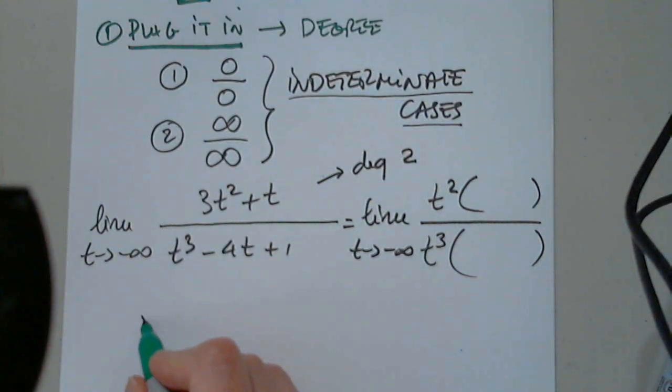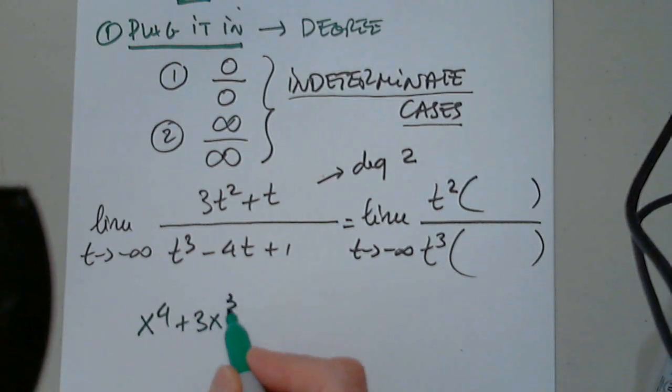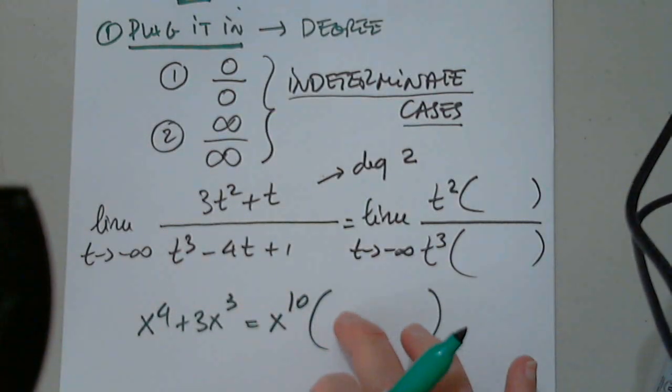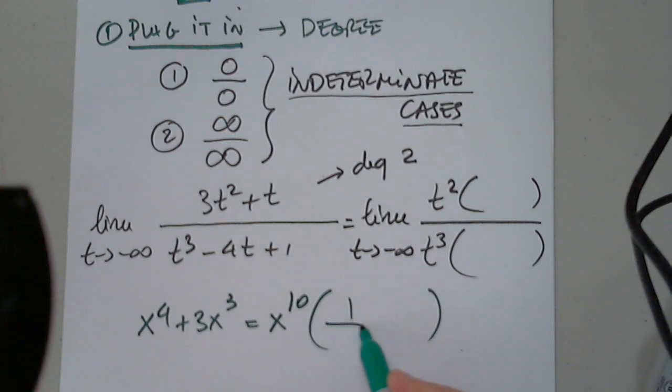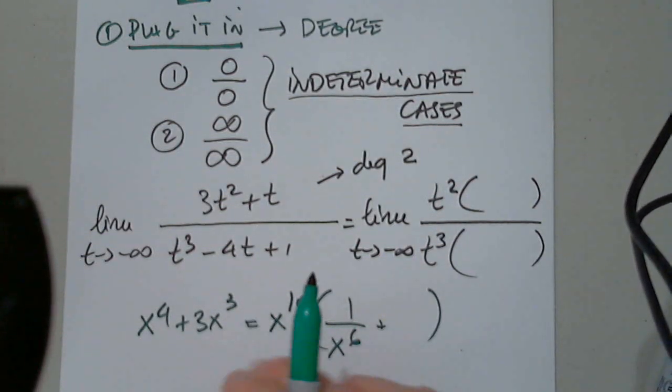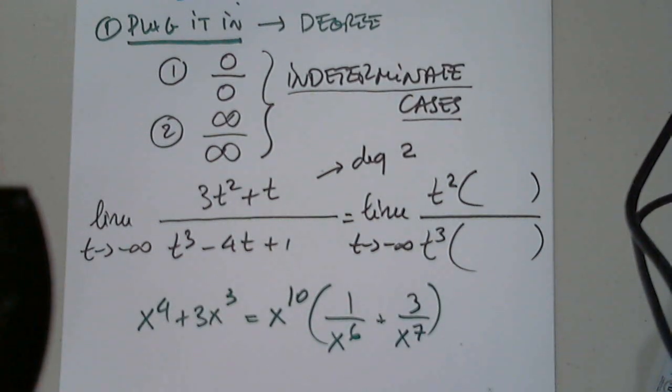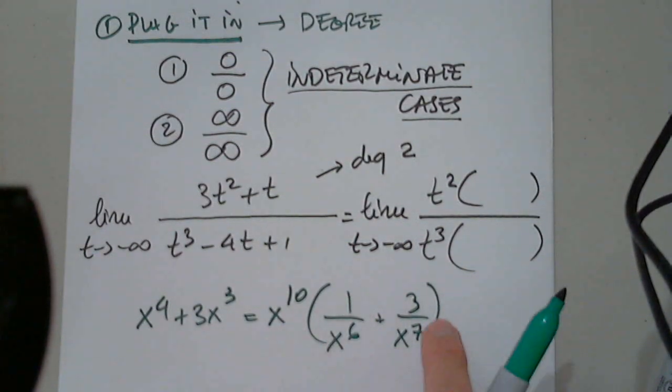But look at this example. If I have x to the 4th plus 3x to the 3rd, can I factor out x to the 10th? Yes. As long as x to the 10th times this will give me x to the 4th, and x to the 10th times this will give me 3x to the 3rd, I can factor out anything I want from anything. Because now x to the 10th times 1 over x to the 6th is x to the 4th, and x to the 10th times 3 over x to the 7th is 3x cubed.